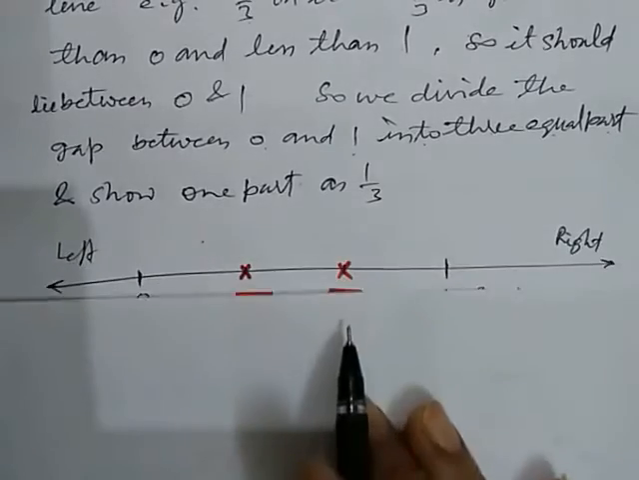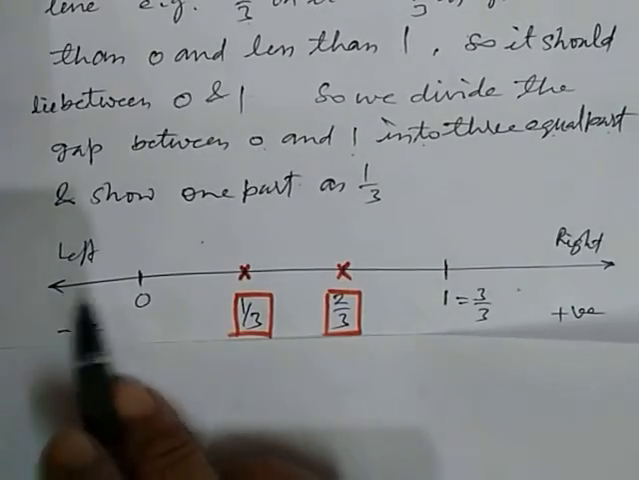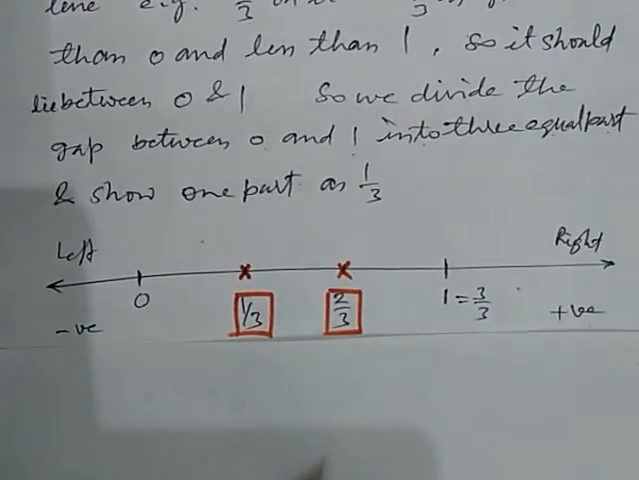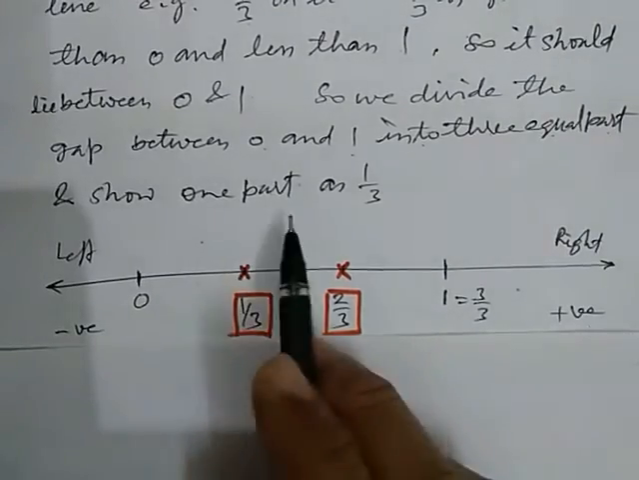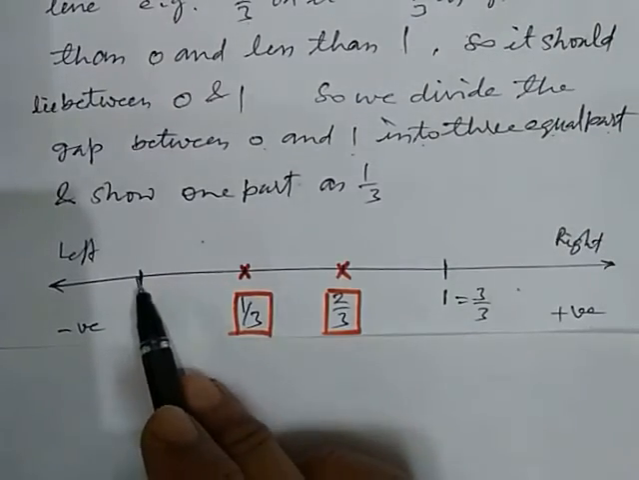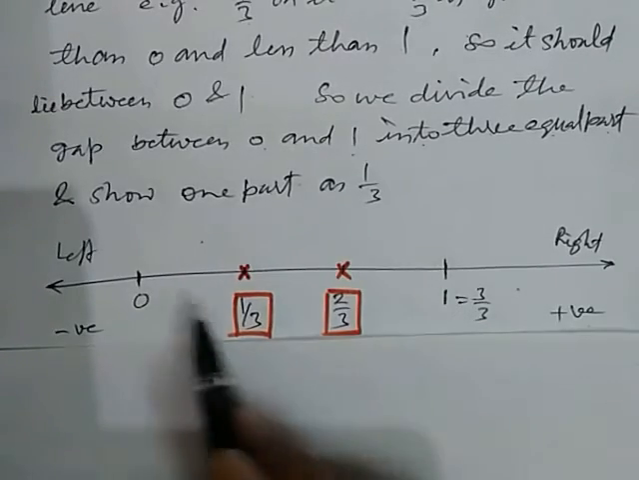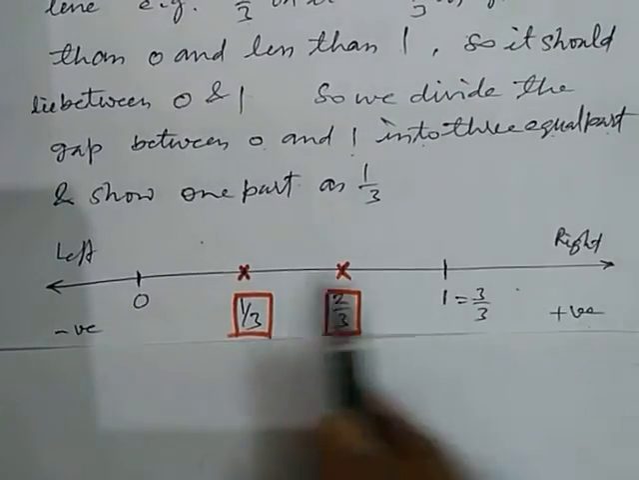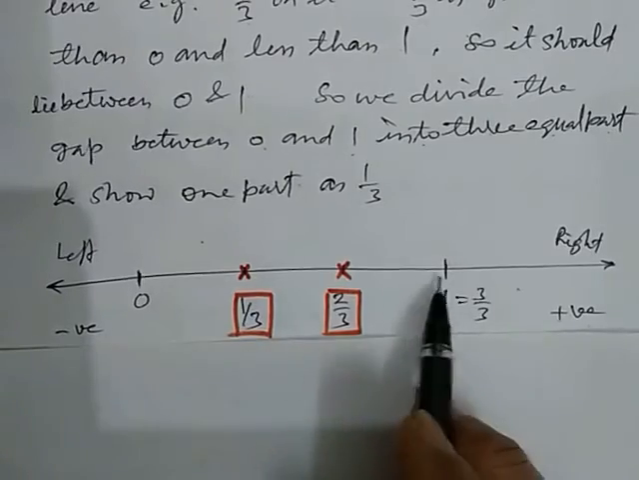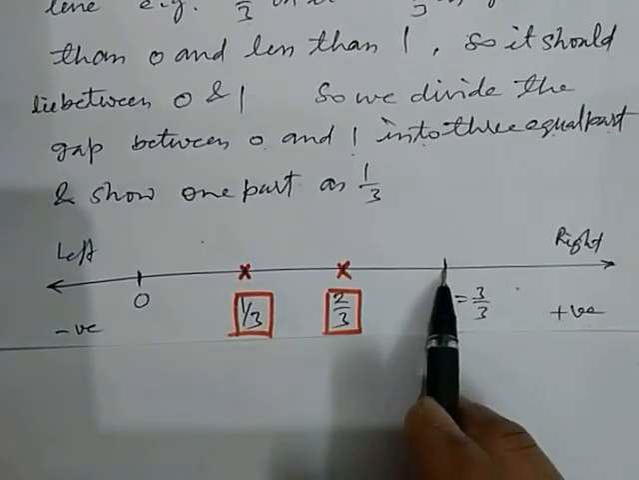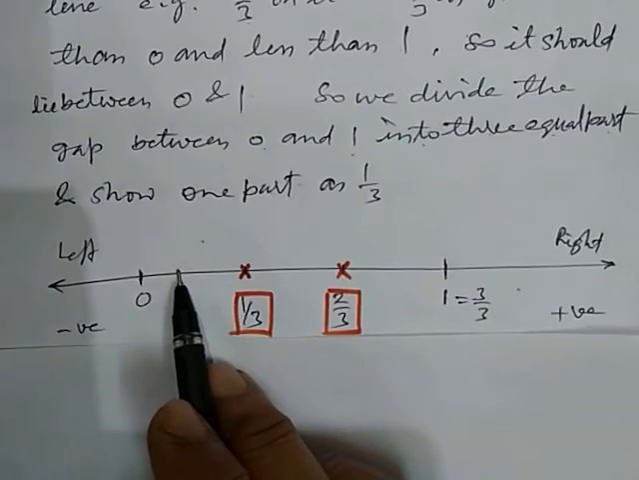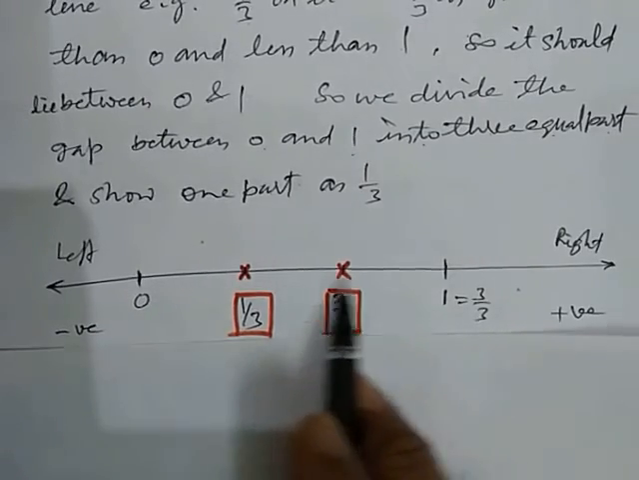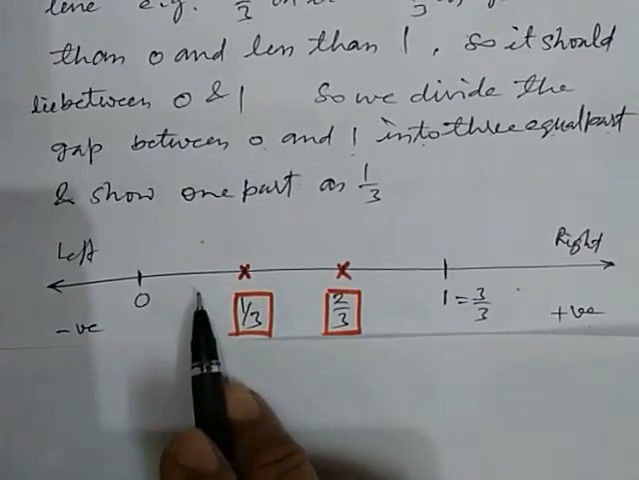So now we draw the number line. This is the number line and this is the 0, left side negative and right side positive. Now we know that 1 by 3 lies between 0 and 1. First we make 3 equal parts, 1, 2 and 3. These are the 3 equal parts of 1. Each part has the value 1 by 3, 1 by 3, 1 by 3, because there are 3 parts and a single part is one of the 3.